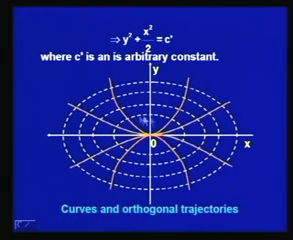this is the family of parabolas, and these are ellipses, and you can see that at each point of intersection every member of the family of parabolas intersects every member of the family of ellipses at right angles. So, they are orthogonal trajectories of each other.